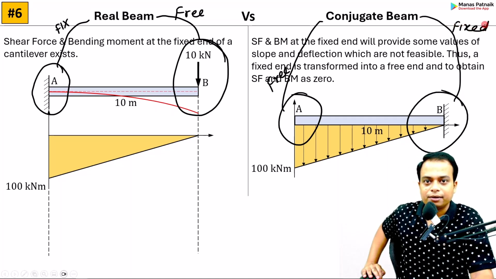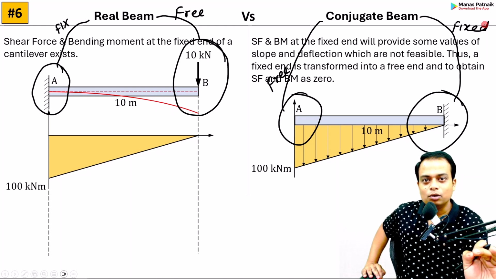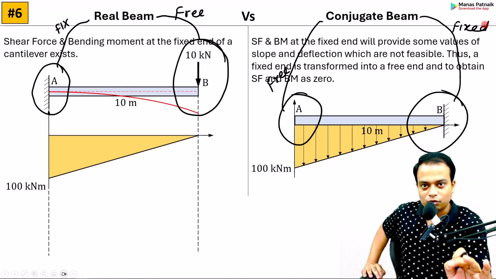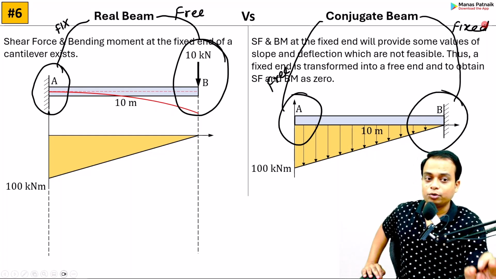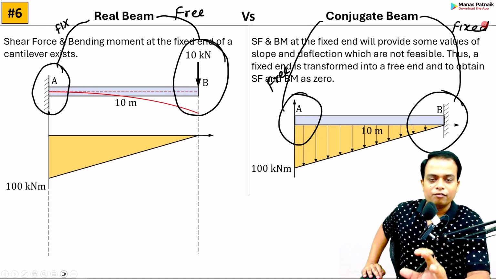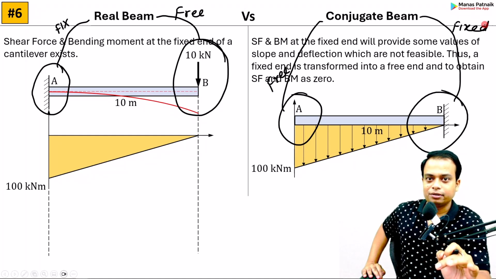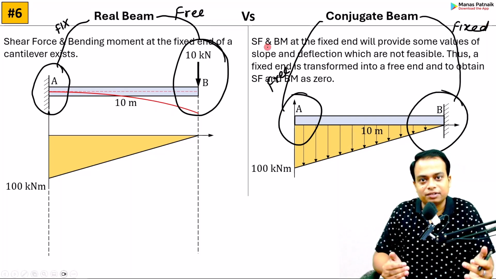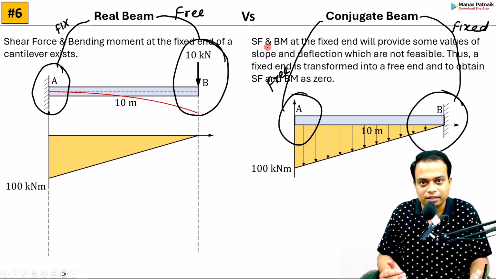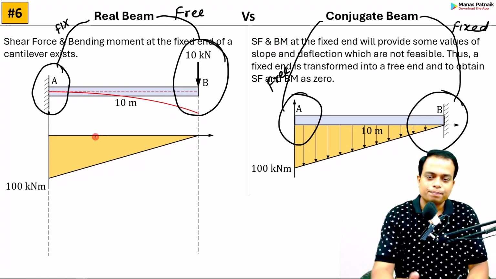This is the only rule which you need to follow to solve problems on cantilevers using the conjugate beam method. I expect all of you to remember this. However, we wish to dig deeper, and I'll give you a reason as to why this is followed, why we go from fixed to free and vice versa. There is a specific reason for it. There is a justification. Take a look.